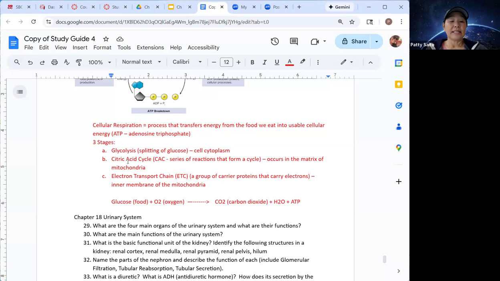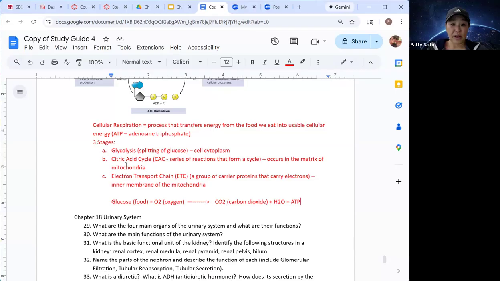Next is the citric acid cycle. This is a cycle that goes around and around, feeding back into itself to form a cyclical set of reactions. And the last one is called the electron transport chain, a chain of molecules that transports electrons along it. Those are the three parts of cellular respiration, and they occur in different parts of the cell. A lot of it occurs in the mitochondrion, and I'm going to draw that now.